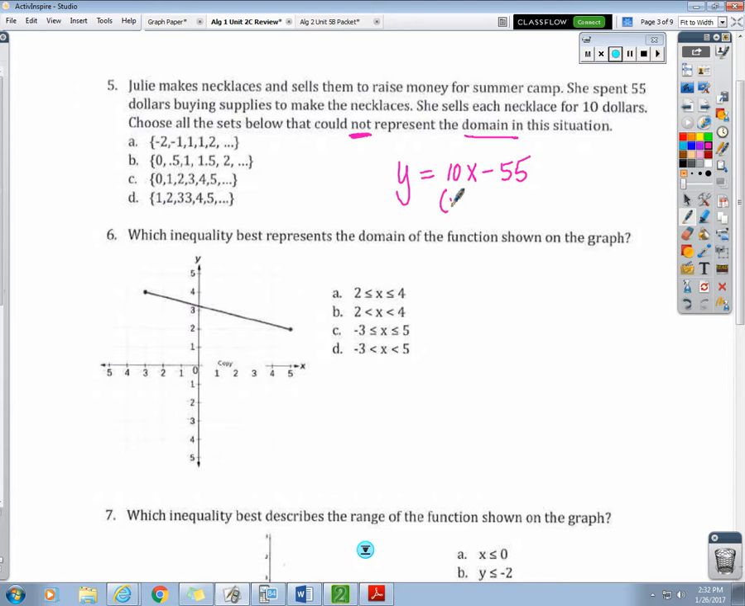So X represents necklace, right? And isn't X also domain? So when they ask about domain, they're asking about number of necklaces. Well, can you have -2 necklaces sold? No, but that's the right answer because they're asking for not represent. That's tricky. You really got to pay attention to the words.